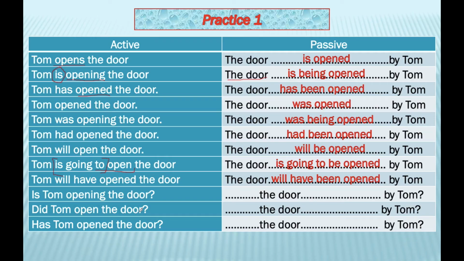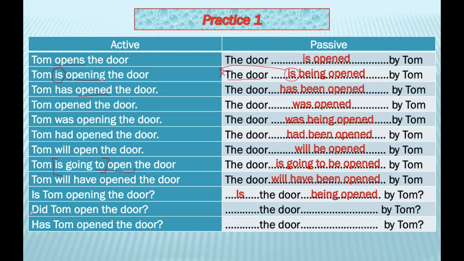You may be confused in the three sentences because it's based on questions. But let's say and understand these kinds of questions. So is Tom opening the door? Which tense? It's the present continuous. So let's go back to here. Here we have present continuous and the auxiliary is the verb is. We are going to change it here and we keep the sentence as it is, like is the door being opened by Tom?